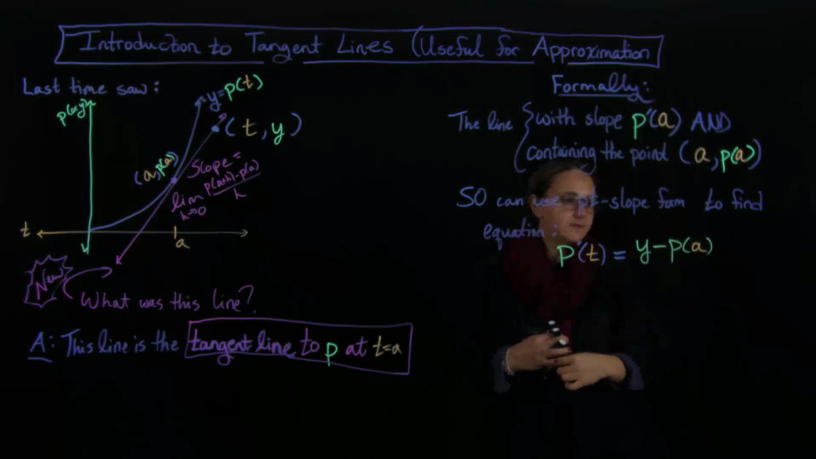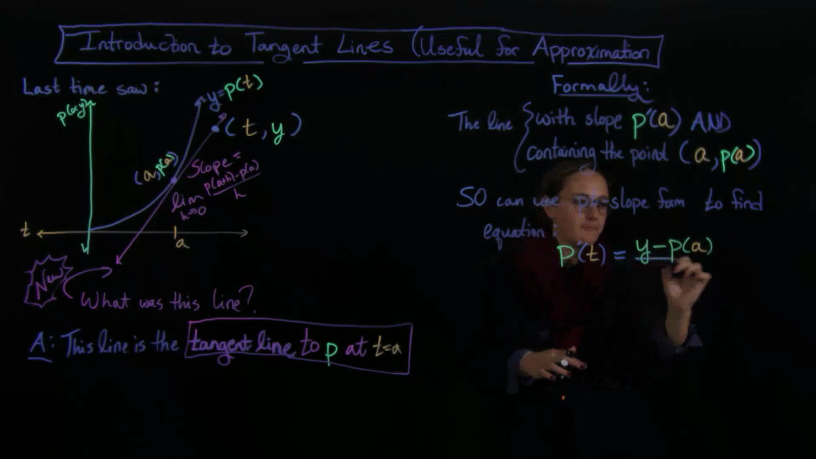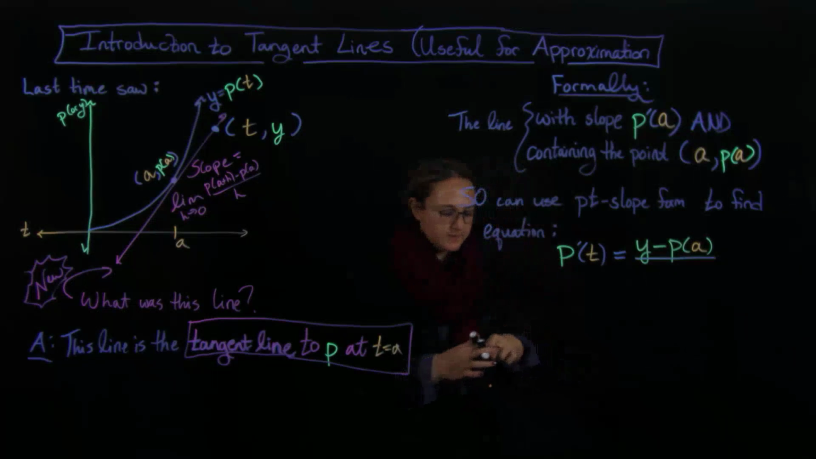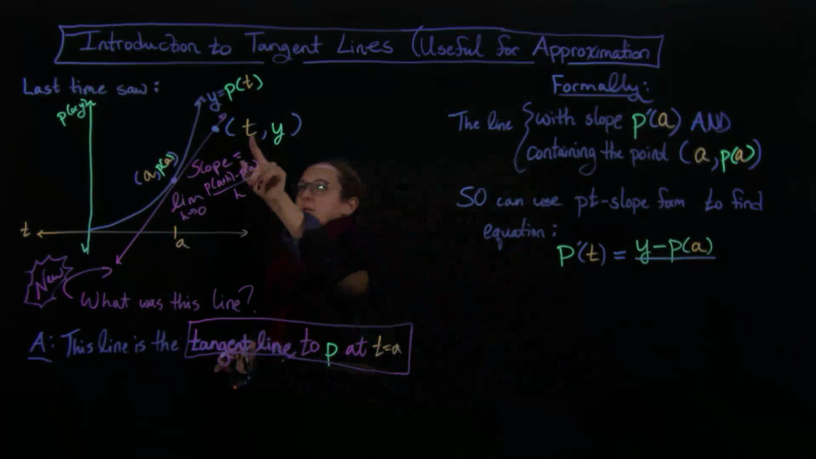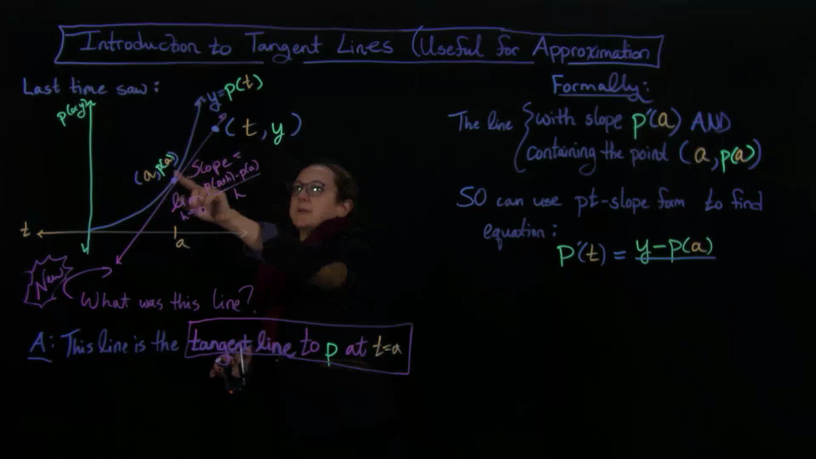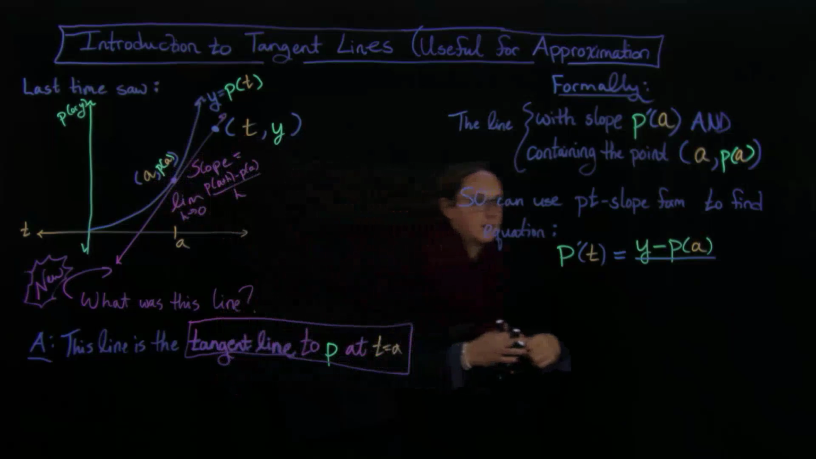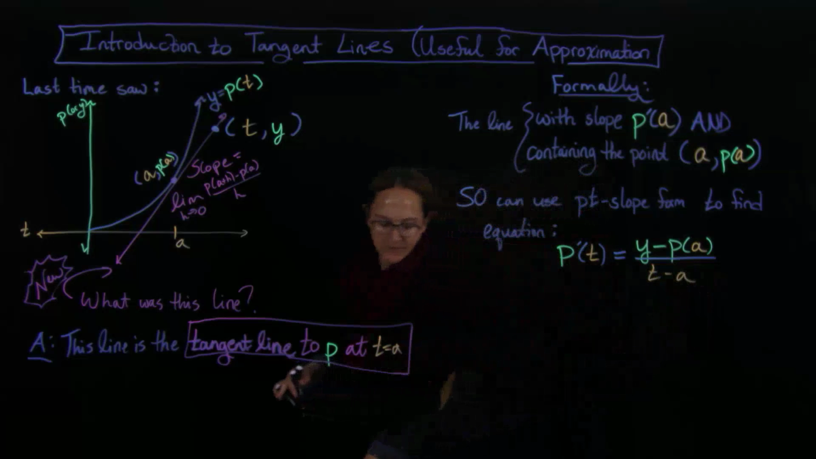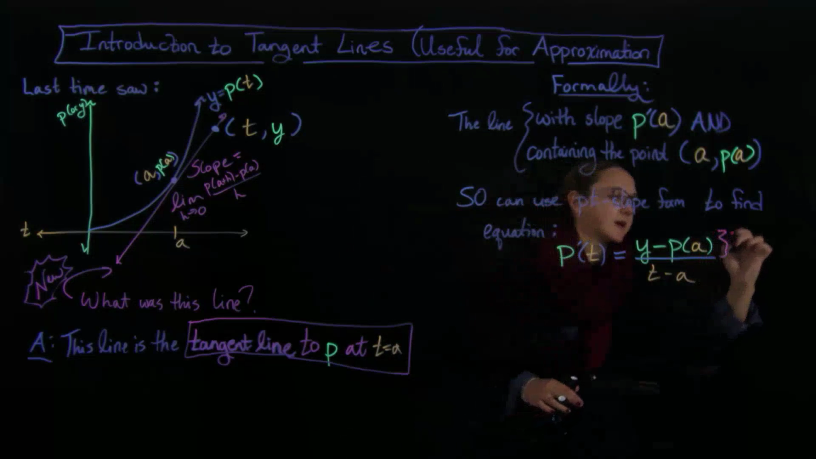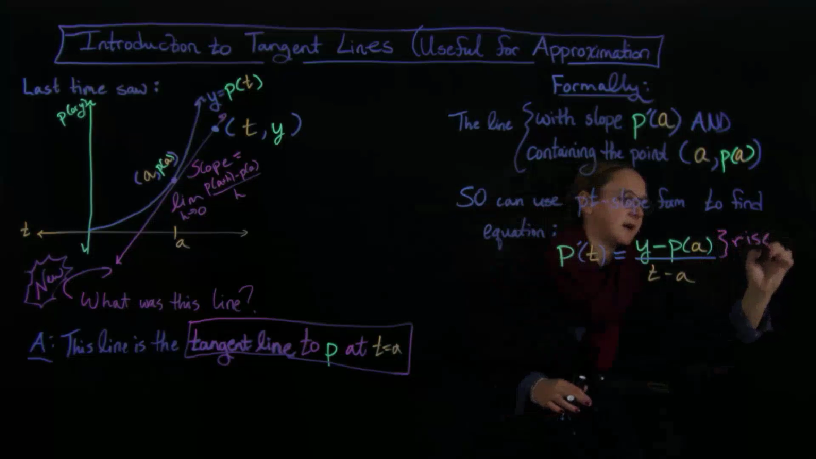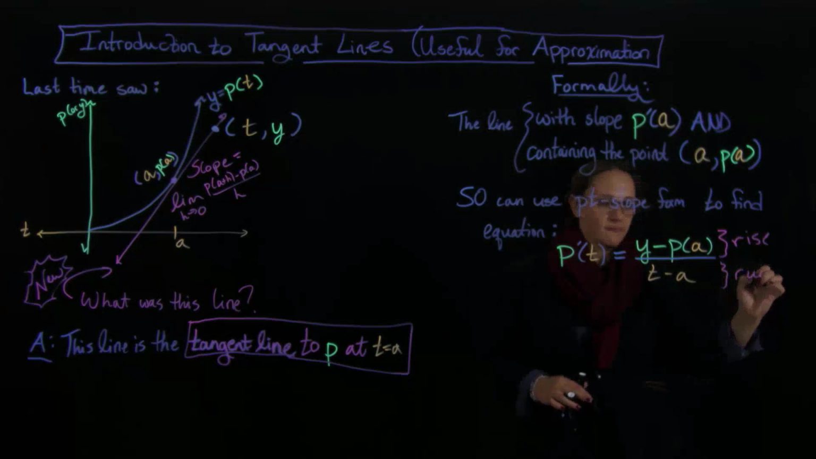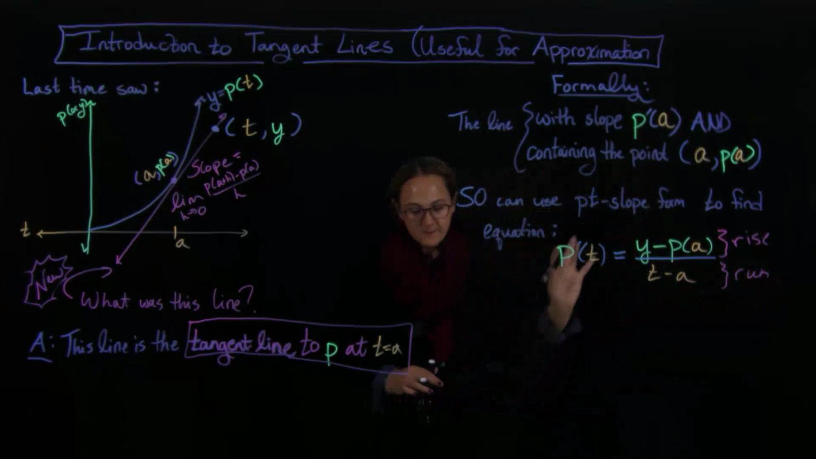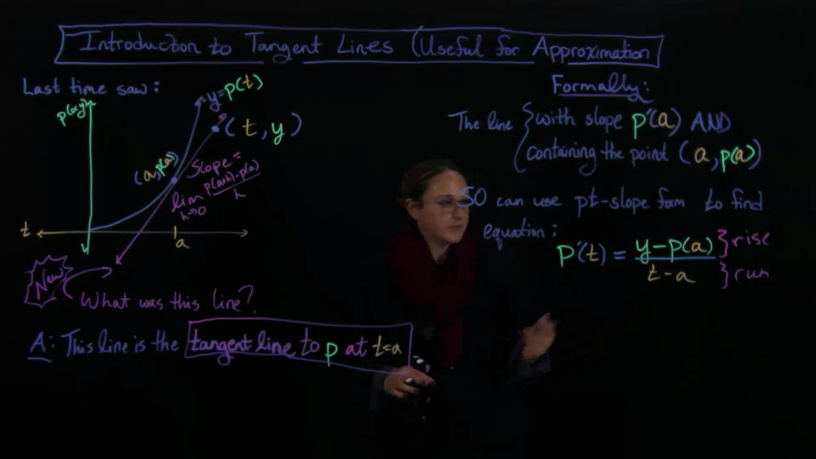And then I'm going to divide this by, and then on the bottom I just have my run, right? So I take t minus a. I did y minus p of a, so now I do t minus a. So I have t minus a. And I'm just going to emphasize for you, right? I really am just doing my rise over run for the slope. Okay? So now I just kind of rearrange this.